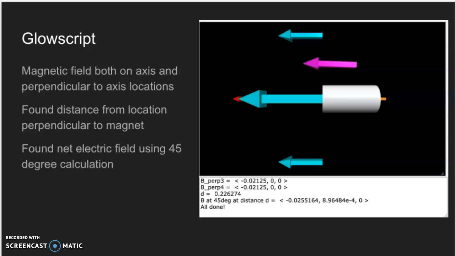And then to actually find the net magnetic field, we used the 45-degree calculation with the observation location found in the lab, with the dipole formula again, using a scale of 3/4.